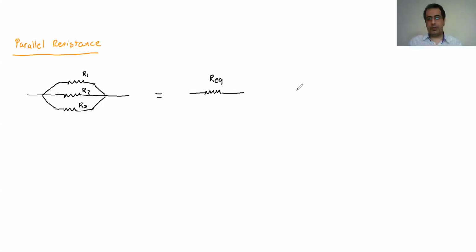And that equivalent resistance, if they're in parallel, is going to be 1 over (1 over R1 plus 1 over R2 plus 1 over R3, plus more if we have more). So this is how we are going to find the equivalent resistor if they are in parallel format.